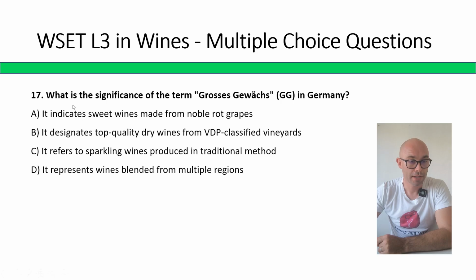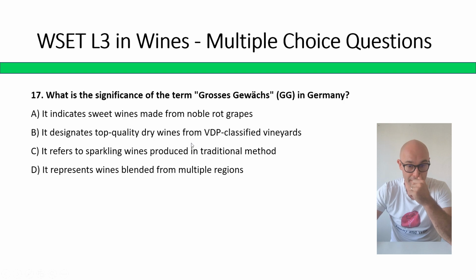What is the significance of the term Grosse Gewächs or GG in Germany? It indicates sweet wines made from noble rot grapes. It designates top quality dry wines from VDP classified vineyards. It refers to sparkling wines produced in traditional method. It represents wines blended from multiple regions. The correct answer is B. It designates top quality dry wines from VDP classified vineyards.